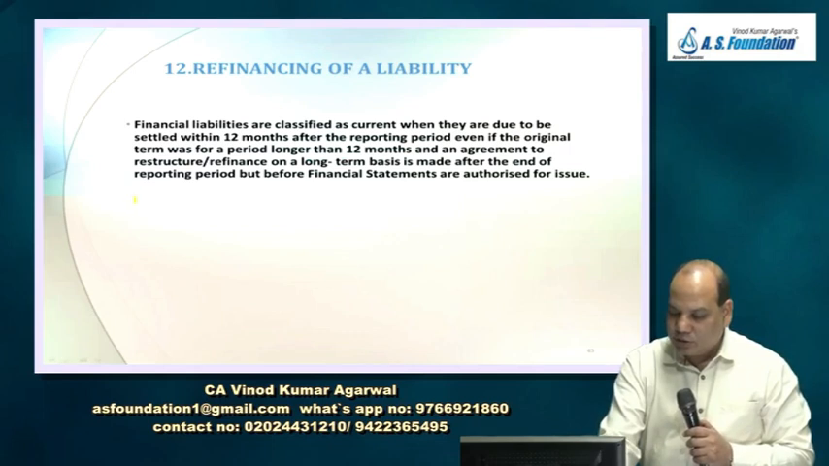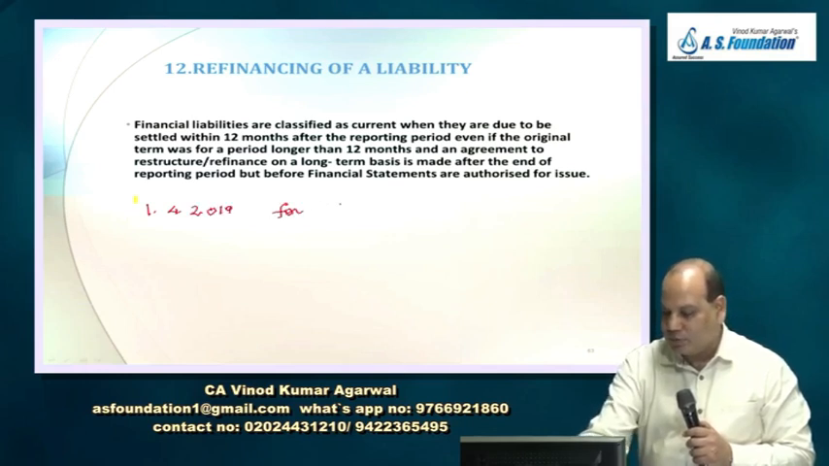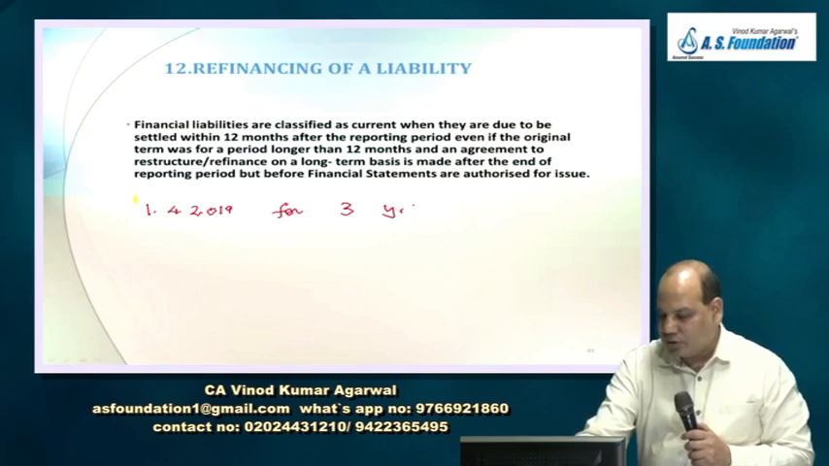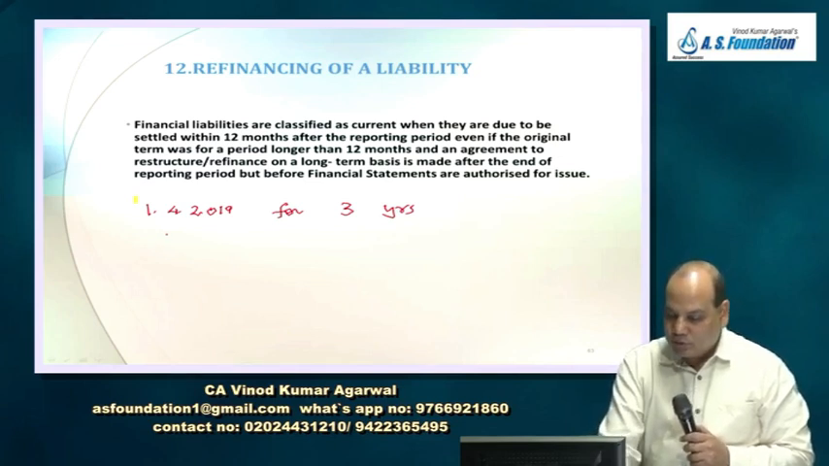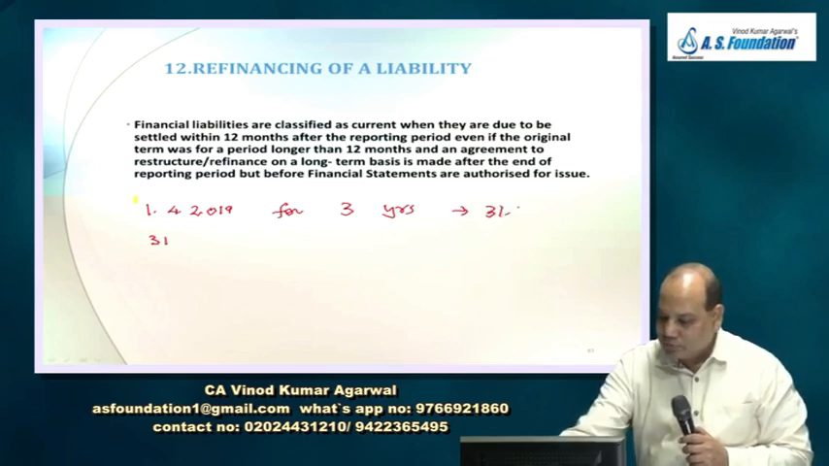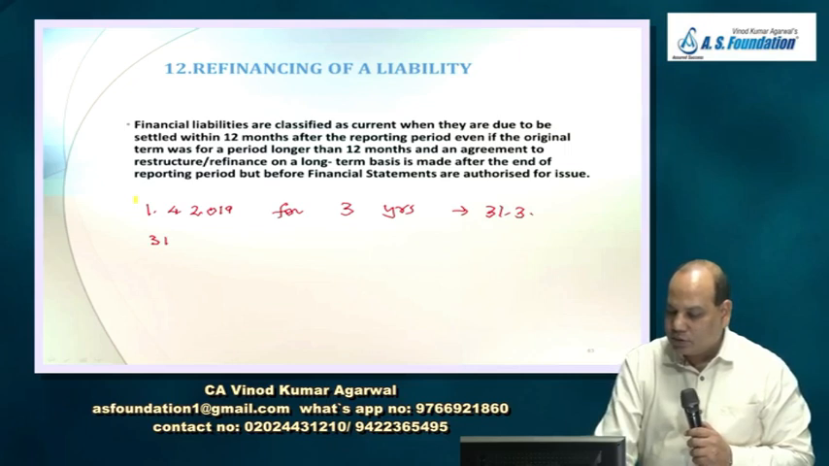Suppose an entity has taken a term loan on 1/4/2019 for 3 years. So what will be its original classification? Non-current. Now we are preparing the financial statement. It will become due on which date? It will become due on 31st March 2022.